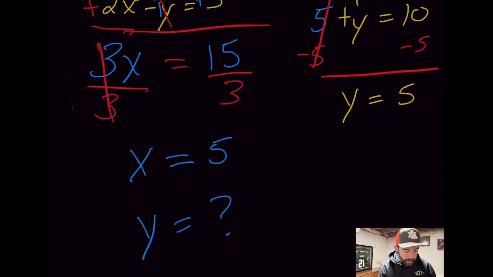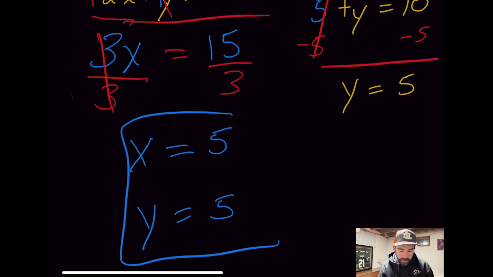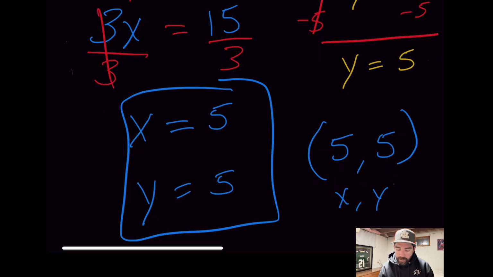So our answer here is x equals 5 and y equals 5. You can write it like this, or you can write it like this. Remember, this is the x and this is the y. That's how you write this answer.